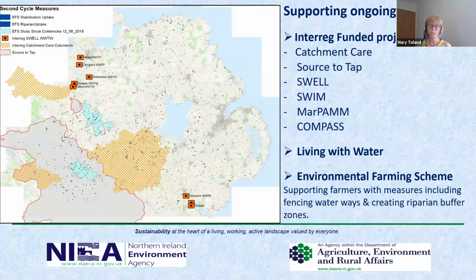The Source to Tap project is protecting drinking water sources on the Erne and the Derg. It's €5.3 million with farms, forestry and peat restoration involved in it. SWALE has Carlingford and Foyle loughs, and it's dealing with the legacy of sewage treatment works. There's 35 million invested in that.